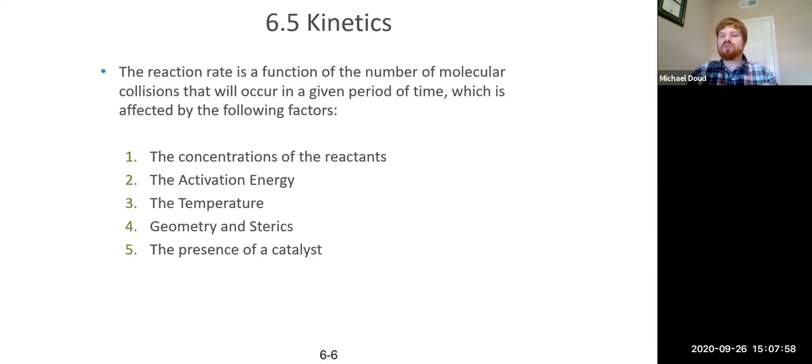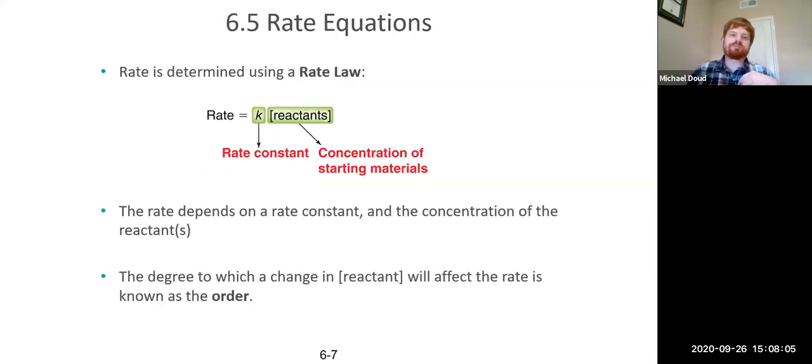Starting from the most familiar one, which is basically how does the concentration of reactants affect the rate of the reaction. To do that, we have to remember what a rate law is. The rate law gives us a way of determining what the rate is for a given reaction, like how fast the reaction is going to go. And the rate is equal to a rate constant K that has to be determined experimentally times the concentration of the reactants.